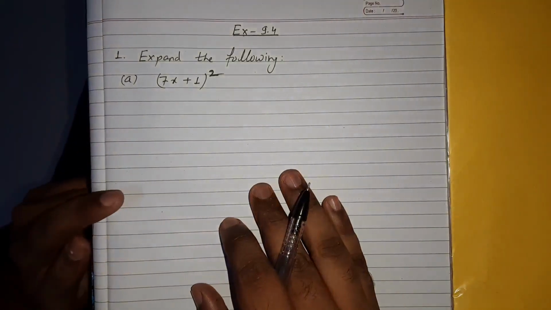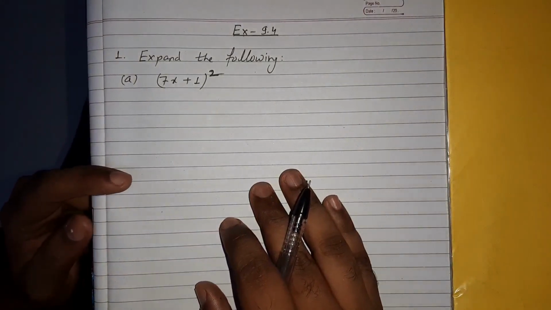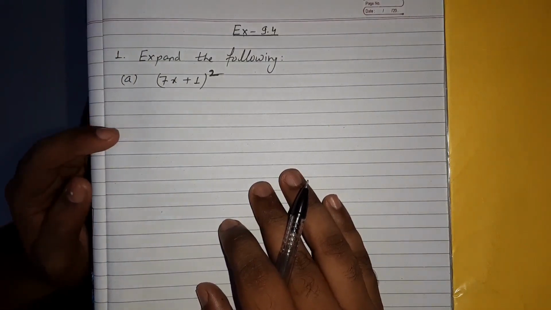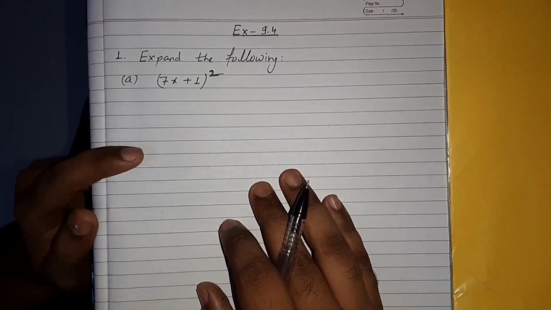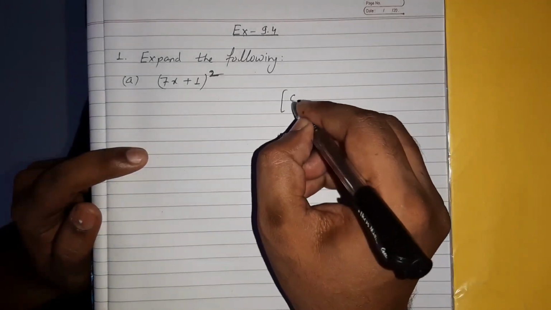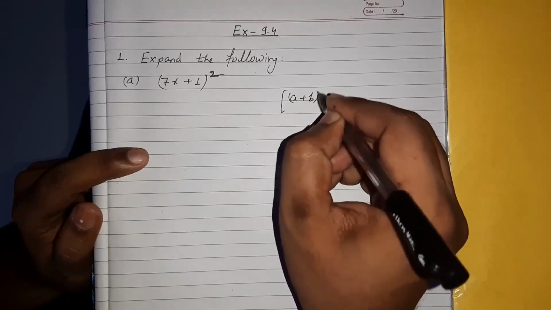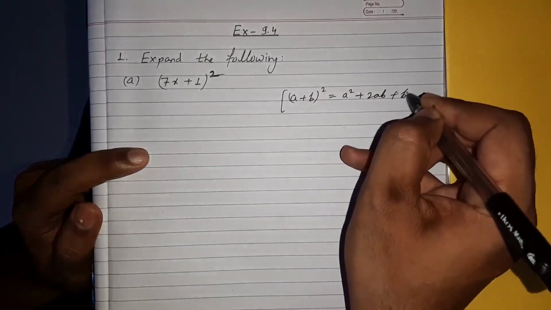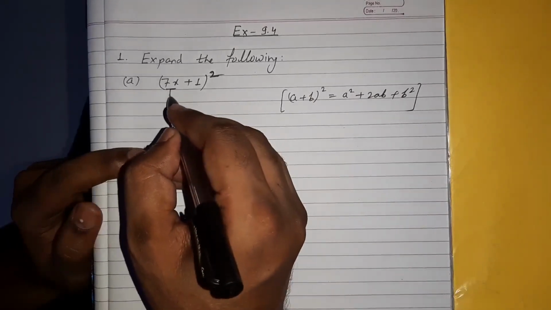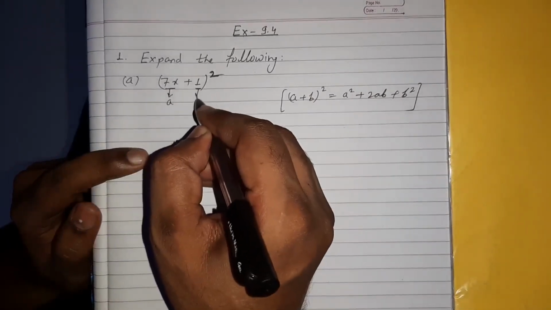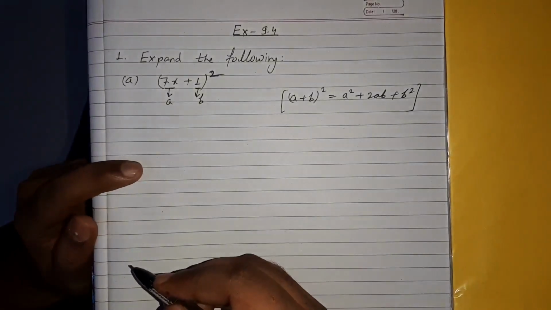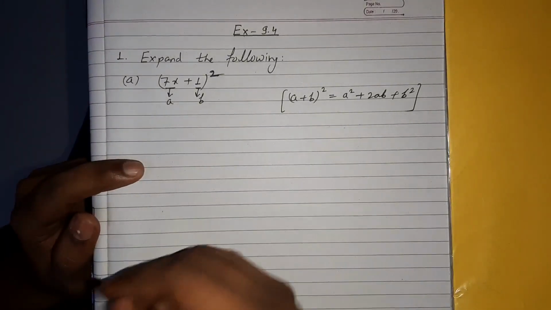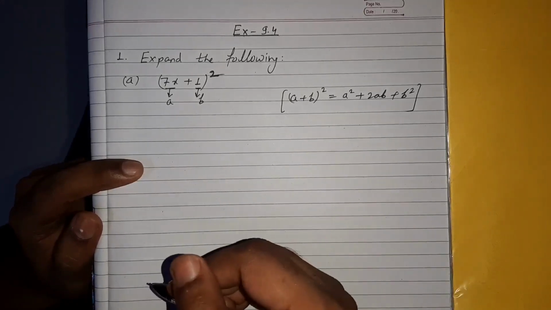Now we will come to exercise 9.4, question number 1. Expand the following. The first part is (7x + 1) whole square. In this question we will use the identity (a + b) whole square, which is equal to a square plus 2ab plus b square. This is the value of a and this is the value of b, and between them a plus sign is there, so we will use this identity.